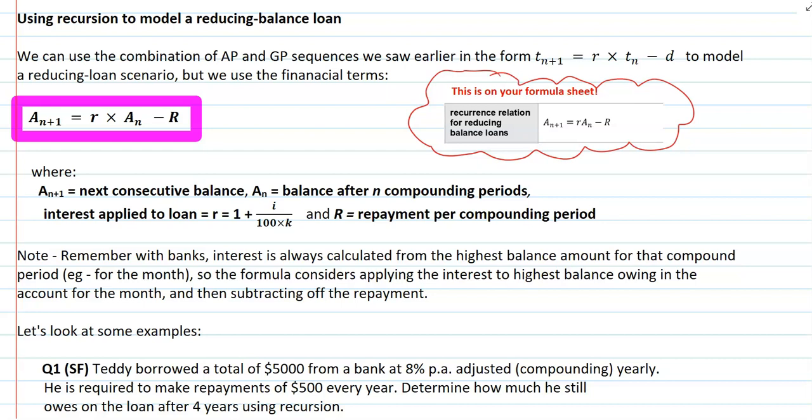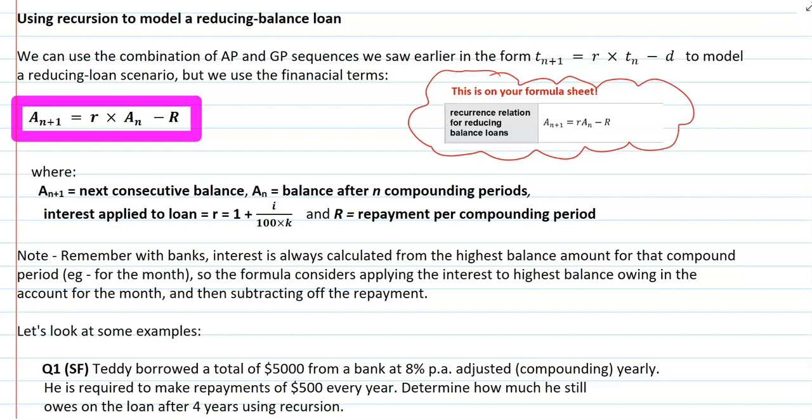However, we need to use the financial terms with capital A representing balances, R represents our interest applied to the loan, AN, in this case with reducing balance loans, represents the balance after a certain number of compounding periods, and capital R represents the repayments we're making per compounding period. Now, lucky for you, this is also on your formula sheet, so you simply need to look that up when you're trying these types of questions.